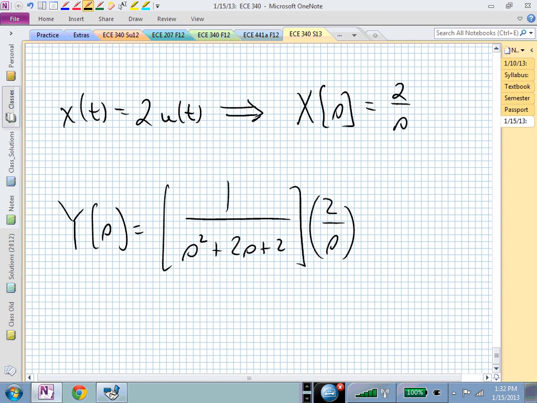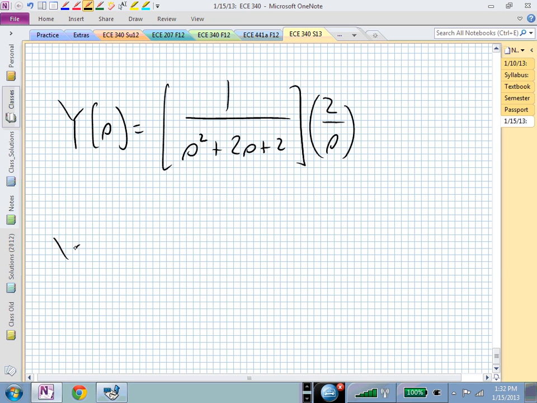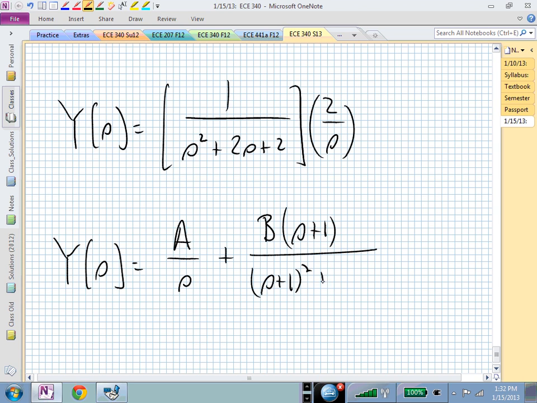Where are our other poles? We have 2 poles because it's second order due to the system itself. And we just found where those poles were: minus 1 plus and minus j1. That now says that we have the following partial fraction structure for Y of s. We have a constant piece due to the pole at the origin. And we have another piece, let me call it B, that will be an exponentially damped cosine and sine.